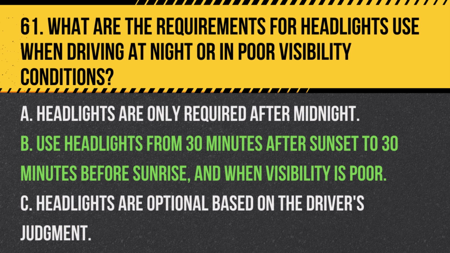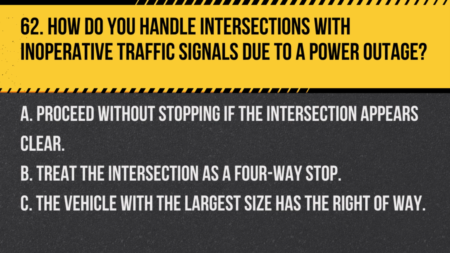Answer: B. Use headlights from 30 minutes after sunset to 30 minutes before sunrise, and when visibility is poor. This ensures visibility and safety in low light conditions. Question 62. How do you handle intersections with inoperative traffic signals due to a power outage?